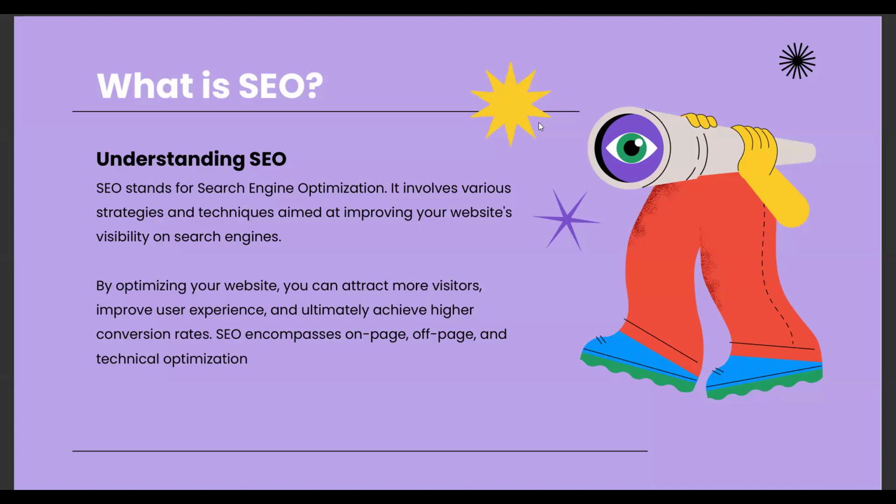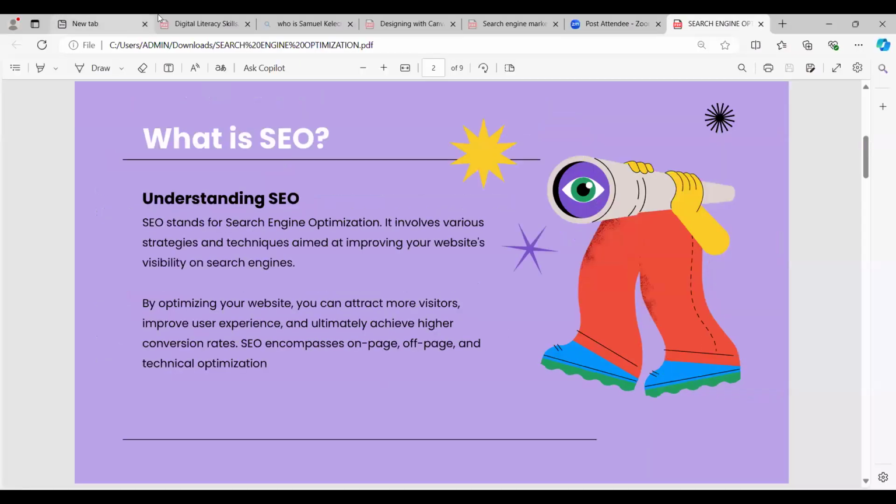Now, let me go to the search engine and show you some of the things I'm explaining. If we say we are optimizing our website on the search engine, it's simply saying that you are putting in techniques to optimize your website so that it can appear on what we call the search engine results page. What is the search engine results page?